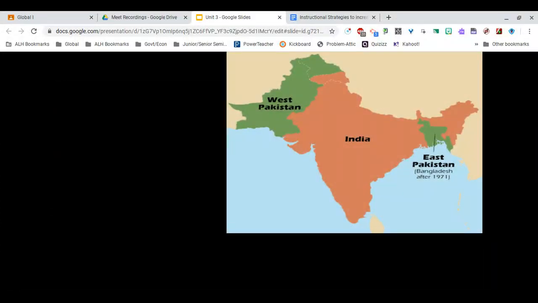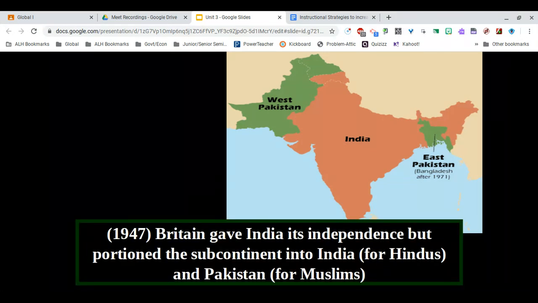So what we are going to end up with is West Pakistan and East Pakistan. In 1979, East Pakistan will become Bangladesh, and we're going to end up with India. So these two regions are going to be separated against both Nehru and Gandhi, who really strongly wanted a united India. So in 1947, Britain gave India its independence, and they did portion the subcontinent into India and Pakistan.